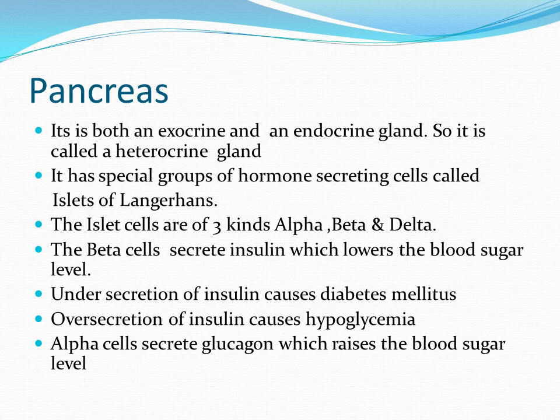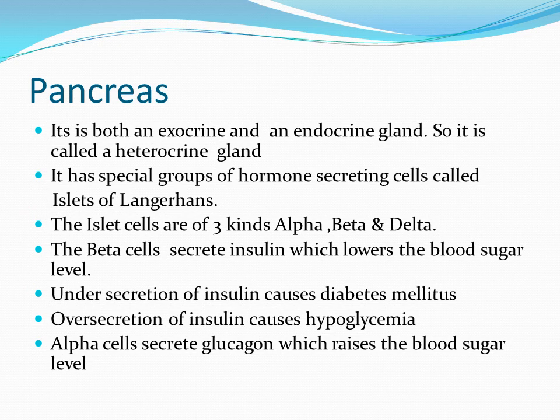As an exocrine gland or a duct gland, its secretion is poured into the duodenum for digestion. As a ductless gland or as an endocrine gland, it has some hormone secreting cells called islets of Langerhans. These islet cells are of three types: alpha, beta and delta cells.